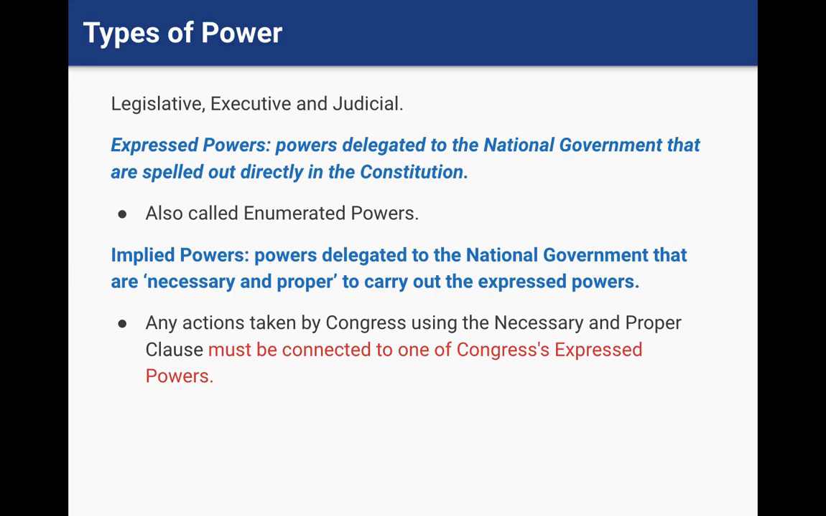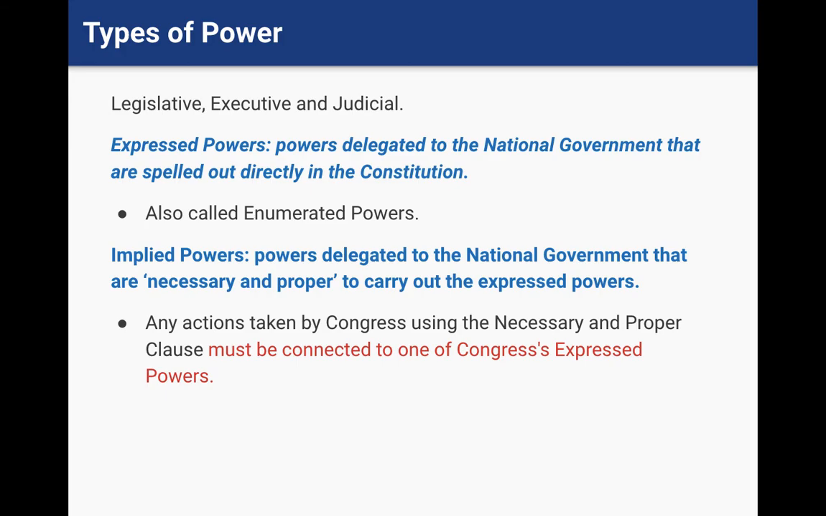For example, one I like to use is taxes, right? We all hate taxes, but the problem is if you don't pay your taxes, the federal government's going to come after you, right? We call that something called tax evasion. Well, there's no power in the Constitution that says the federal government can punish you for not paying your taxes.